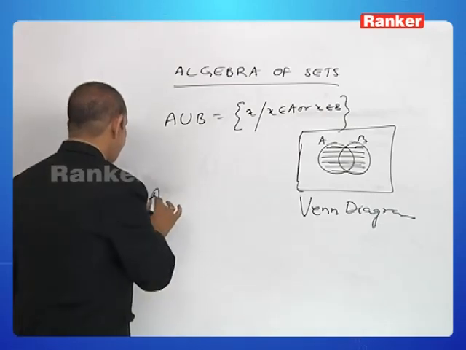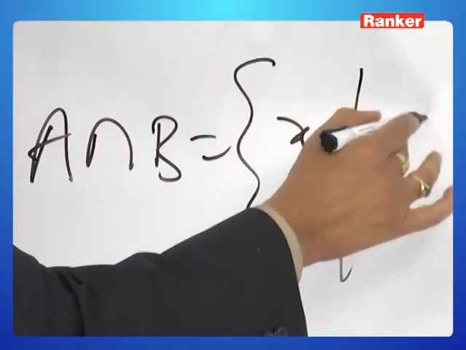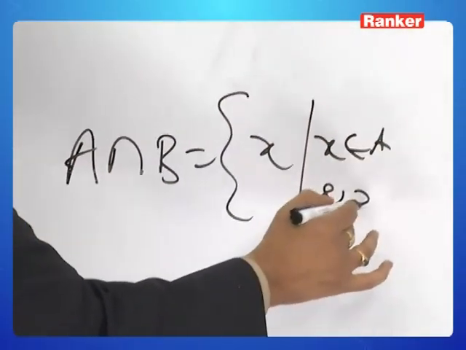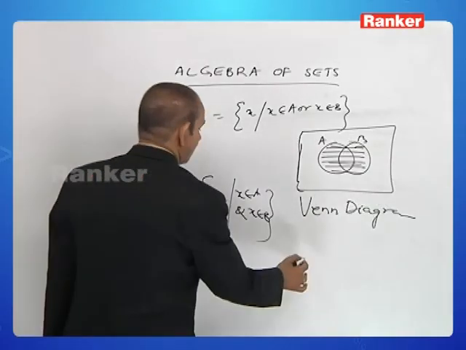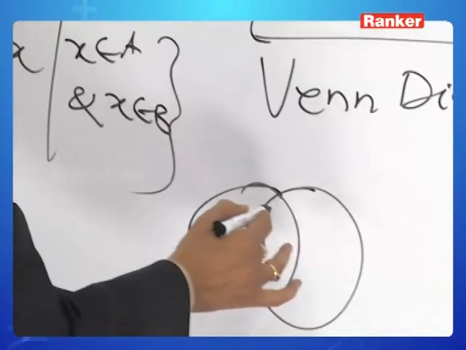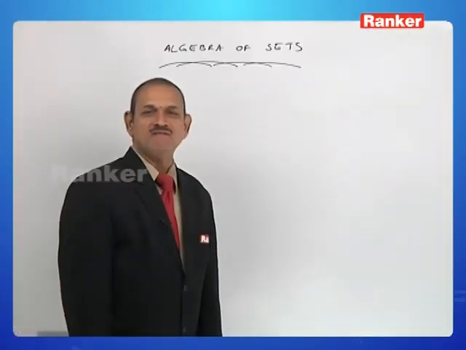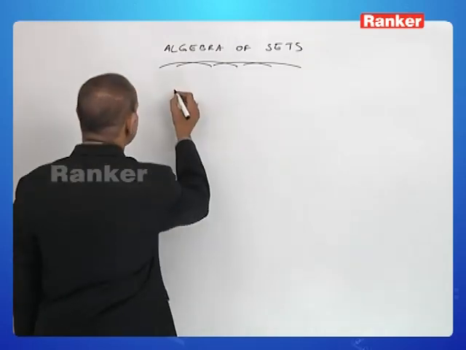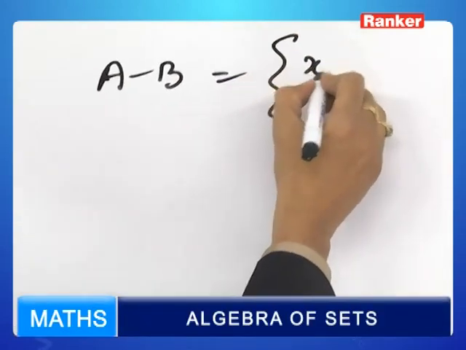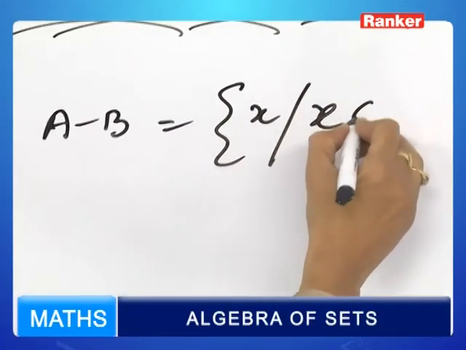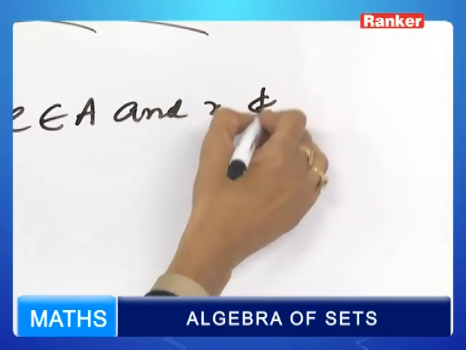And then what is A intersection B? Set of all x's such that x belongs to A and x belongs to B. This is what you say about A intersection B, and diagrammatically we represent A intersection B like this. The next operation before us is A minus B, which is the set of all x's such that x belongs to A and x does not belong to B.